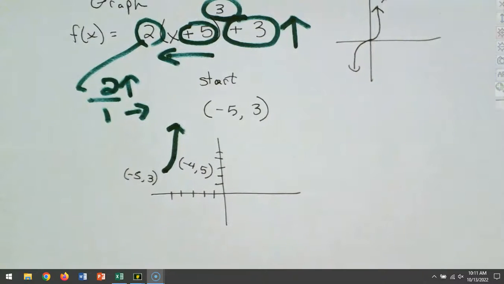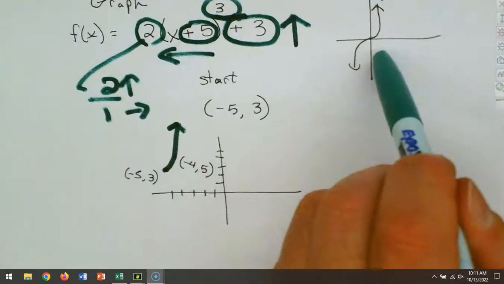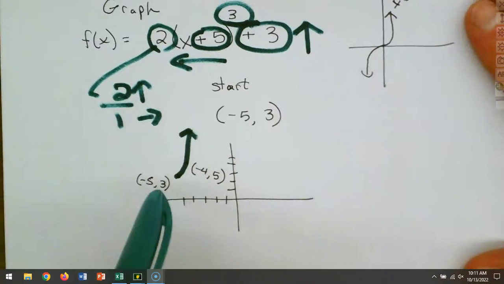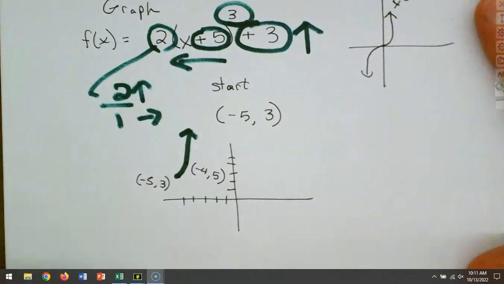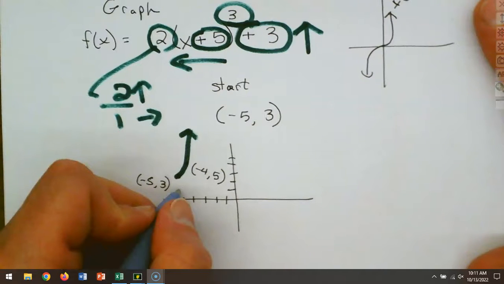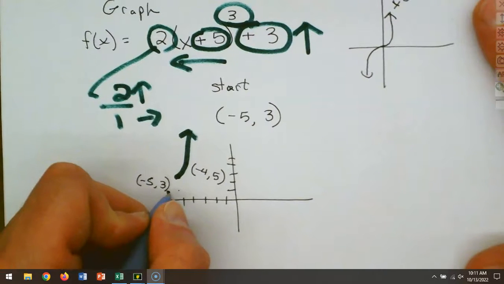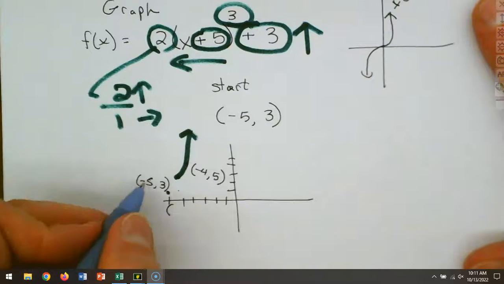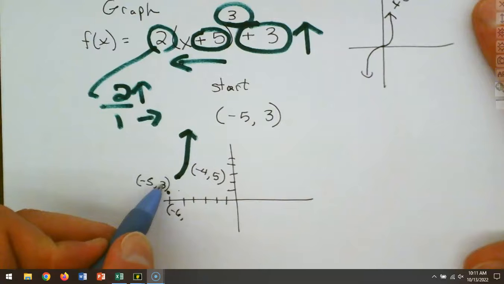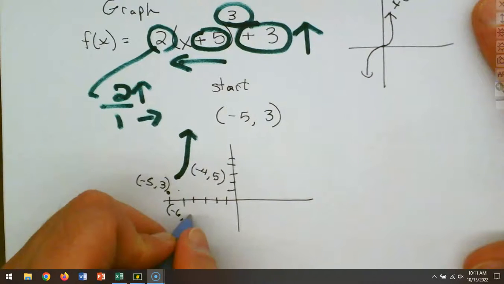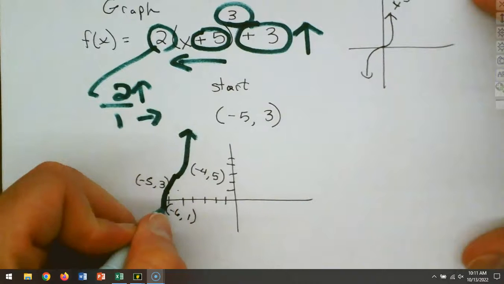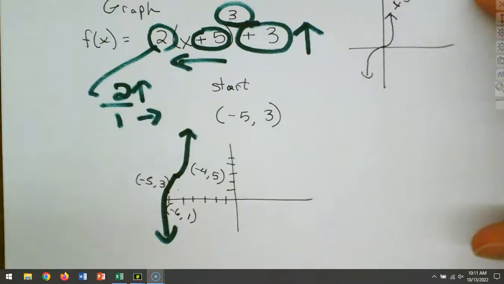Now, we're not done yet, because what does the graph need to look like? It needs to look like this. Ours is close to that, but what do we need to do? We need to get the other side, so we're going to go back to our starting point, and we're going to go down 2, back 1. If we go down 2 and we go back 1, that's going to be at -6, and then down 2, so that's going to be at -6, comma 1. And then we can connect them together. And there is my picture.